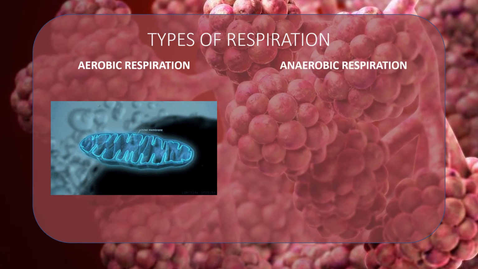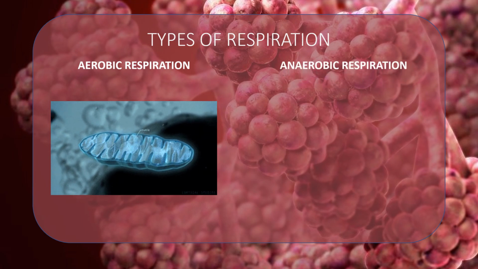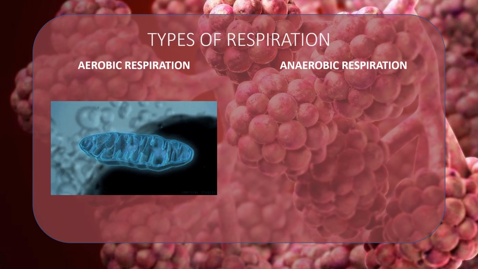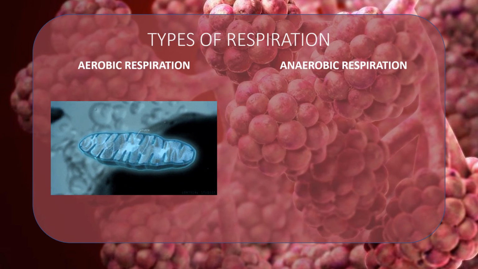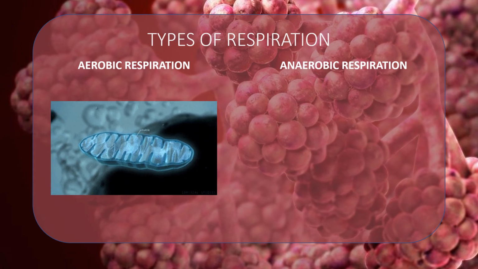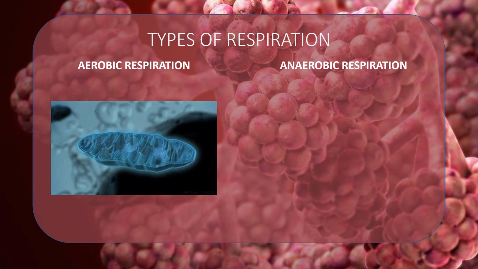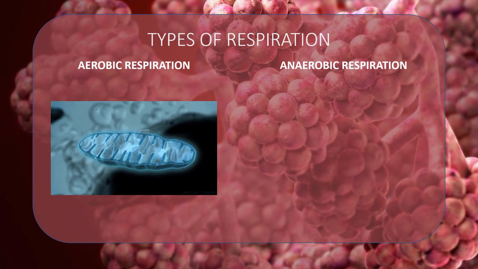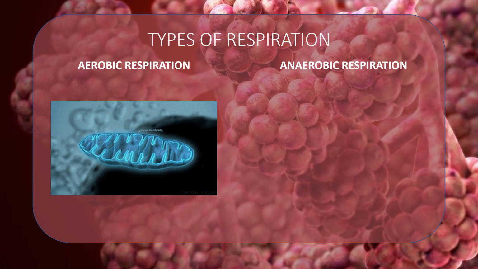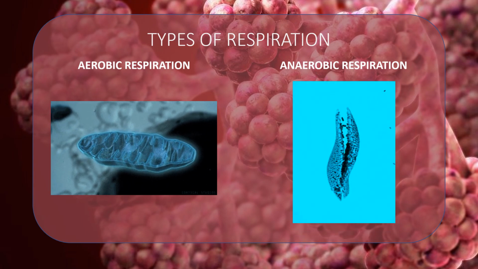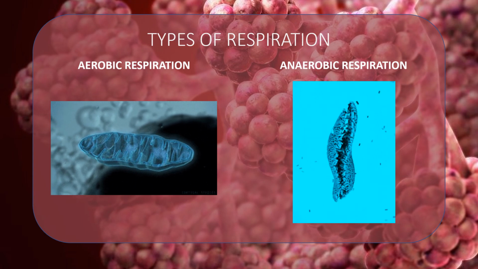Next one is the anaerobic respiration. Anaerobic respiration occurs in the absence of oxygen and is a less efficient way for organisms to produce energy. It occurs in some cells, bacteria, fungi, and certain animal tissues such as muscle tissues during strenuous exercise. Anaerobic respiration involves the breakdown of glucose or other organic compounds to produce ATP and either lactate or ethanol as waste product.